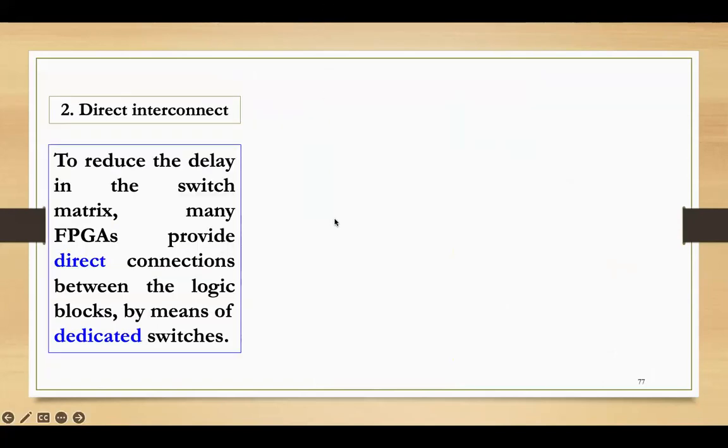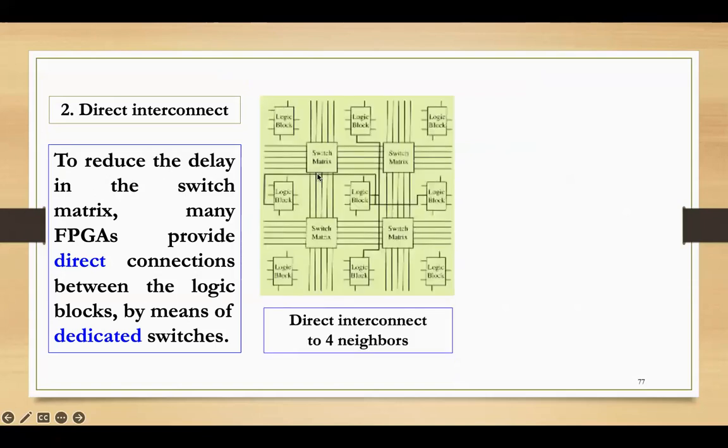The other one that you can see here is a direct interconnection. This is going to reduce the delay. Here you can see everywhere there is a switch matrix, so directly you are passing through. Let us see this in bold. Directly it's connecting. To reduce the delay in the switch matrix, many FPGAs provide direct connections between the logic blocks. That means they don't have to pass through the switch matrix, but they will have to pass through these lines.